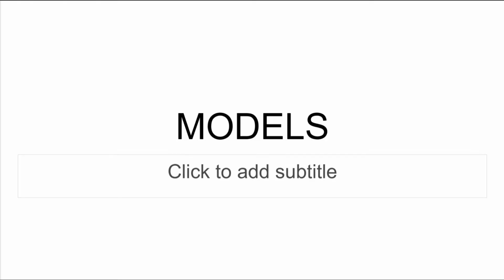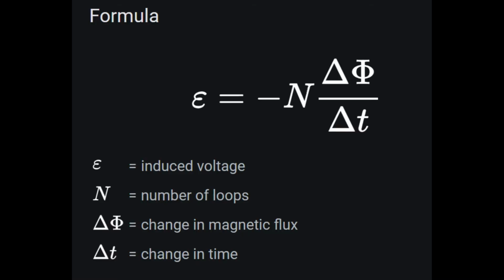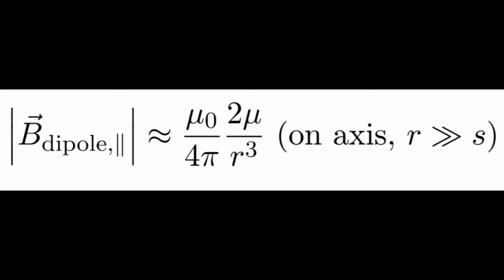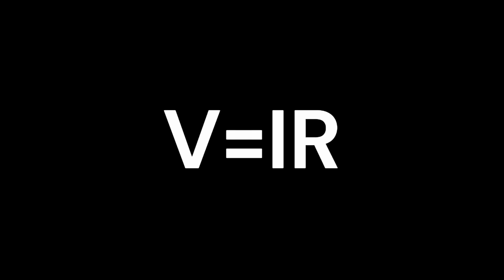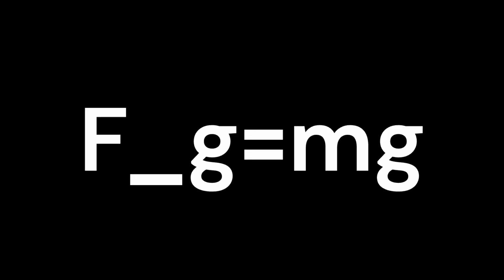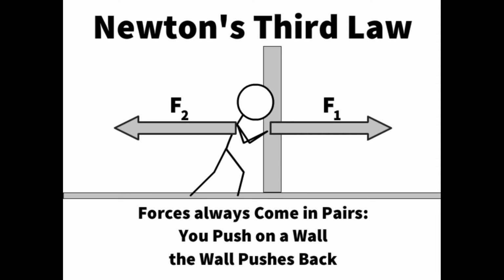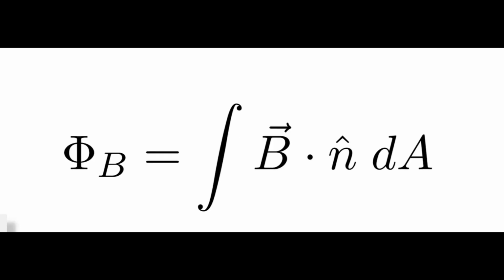To properly model this experiment, we will need to use Faraday's law, the equation for the magnetic fields of a permanent magnet, the equation for magnetic force, V equals IR, the force of gravity equals mg, Newton's third law, and the equation for magnetic flux.